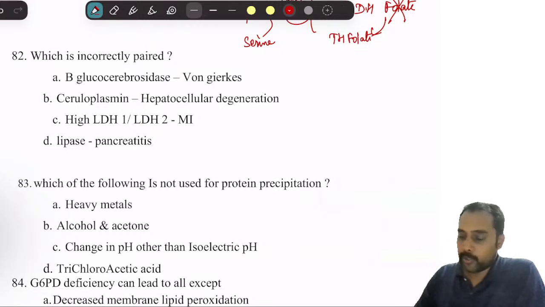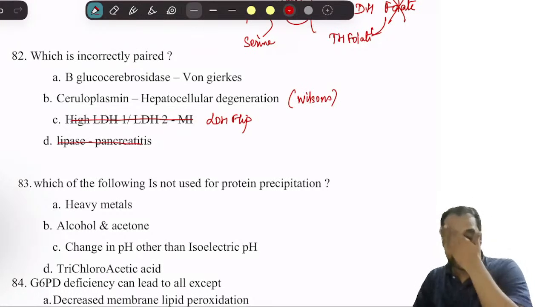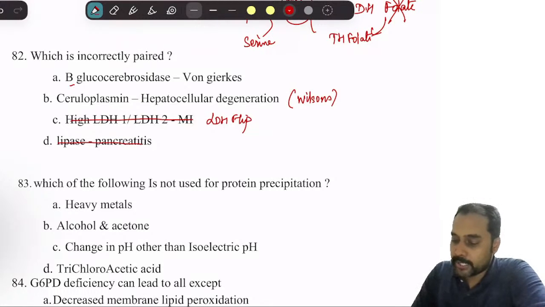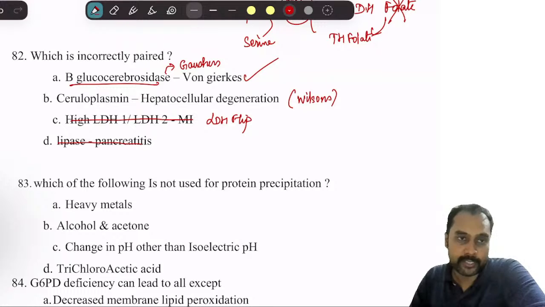So which is incorrectly paired, very, very high yield question. Okay, straight away, lipase pancreatitis is correctly paired. This is called the LDH flip phenomenon, which I have taught you. Ceruloplasmin hepatocellular degeneration is Wilson's disease. So that straight away rules out. Beta-glucocerebrosidase is Gaucher's disease. So here it is given von Gierke's. So this will be the answer for this question. This is the incorrectly paired.